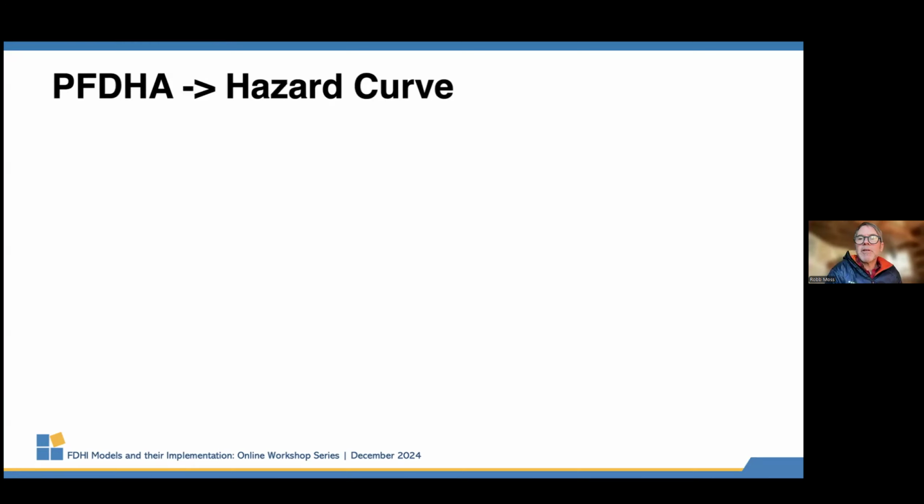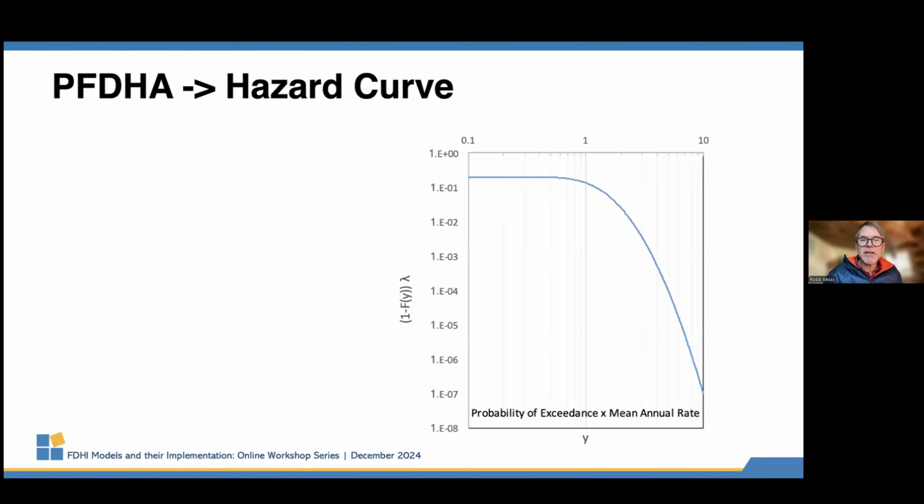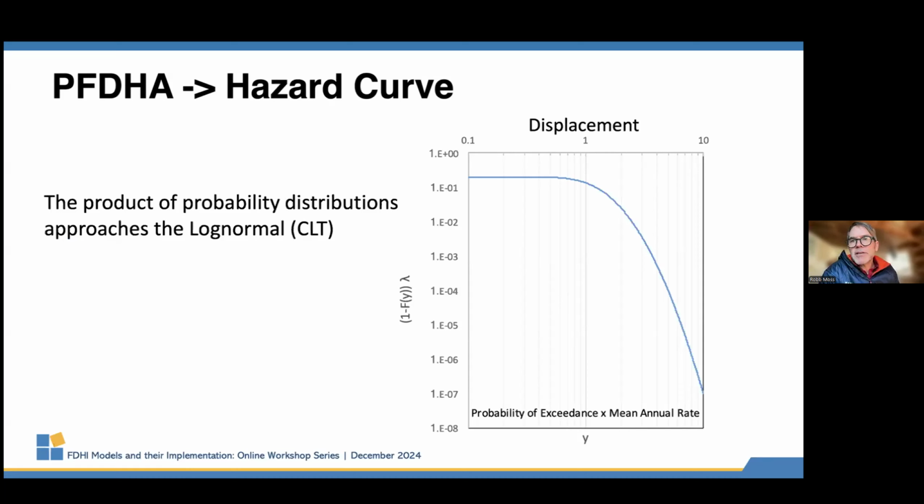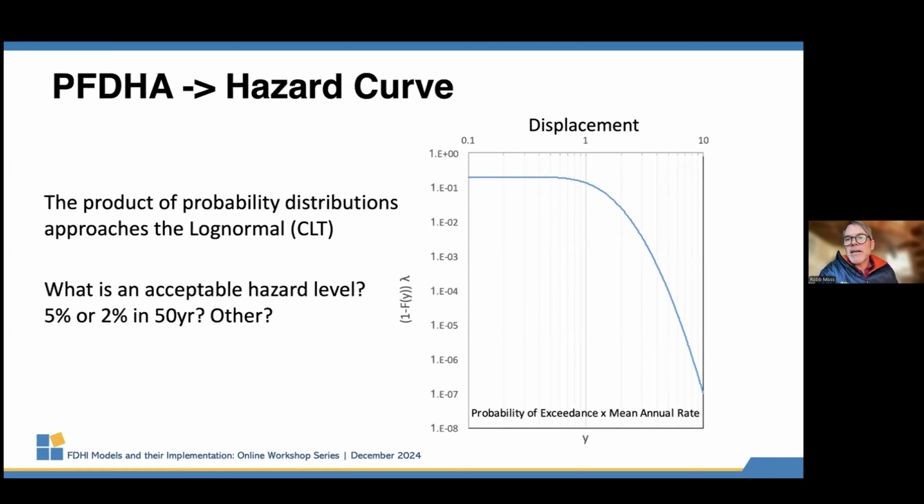And one of the main goals of doing PFDHA is to come up with a hazard curve. Here our hazard curve on the x-axis has displacement. And Rui discussed the full integration to get that hazard curve. But what we're doing is we're multiplying a bunch of probability distributions. And when you multiply a bunch of probability distributions, it approaches the log normal. And so what we're looking at is the cumulative log normal distribution. We're taking the complement of that, and then we're multiplying it by a mean annual rate, and that gives us our hazard curve.